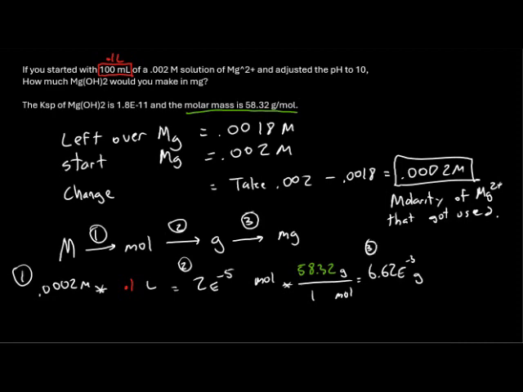Then for step 3, we can take our grams and go to milligrams with it. Remember that 1,000 milligrams is the same as 1 gram, and when we multiply, we'll end up with 6.62 milligrams. This will be the mass of Mg(OH)2 that we make if we adjust the pH to 10 as discussed previously.